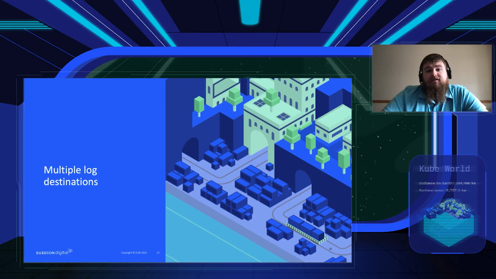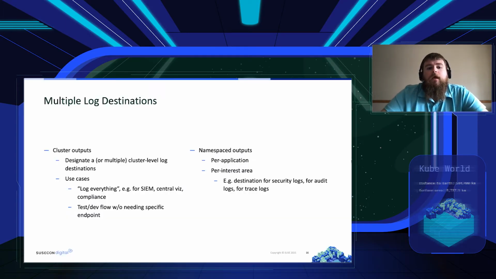The first best practice I'd like to get into is multiple log destinations. When we talk about multiple log destinations, we're going to focus both on cluster outputs and on namespace output objects. When it comes to cluster outputs, we recommend that you designate one or more cluster-level log destinations. There are a couple of use cases we can get into for this.